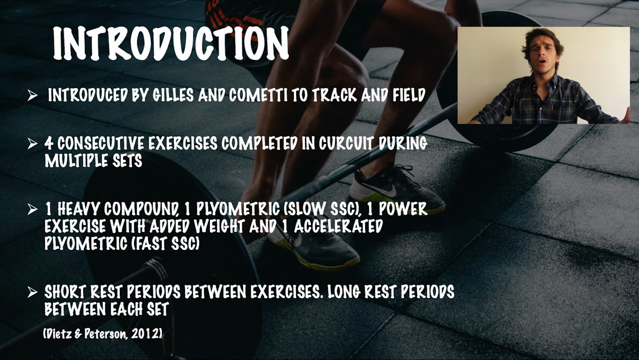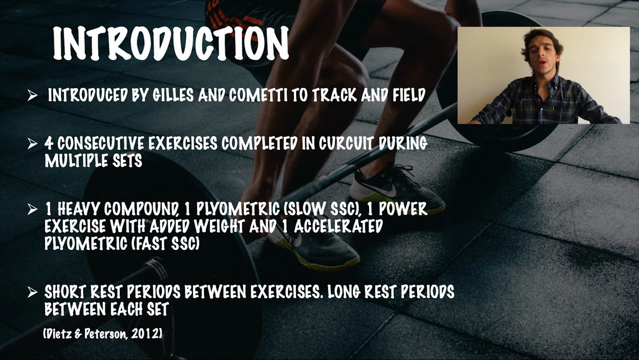Commonly, it consists of 4 consecutive exercises completed in a circuit of a number of sets, which are generally 3 to 5. The first exercise is a heavy compound performed with around 80 to 90% of 1 repetition max. The second exercise is a plyometric with a slow stretch shortening cycle with a similar motor pattern. The third exercise consists of a power-derived exercise with additional weight. And the final movement is an accelerated plyometric or a fast SSC.